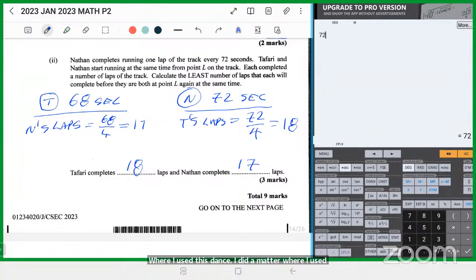All right. Which other question do you want me to do? Number 10 on this paper. All right, number 10 on this paper.